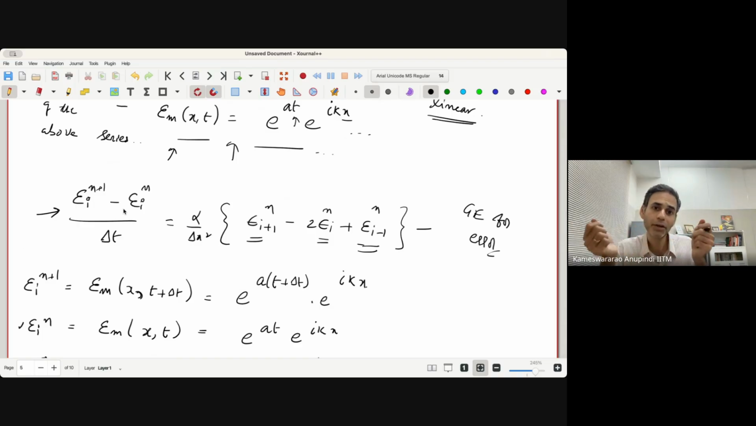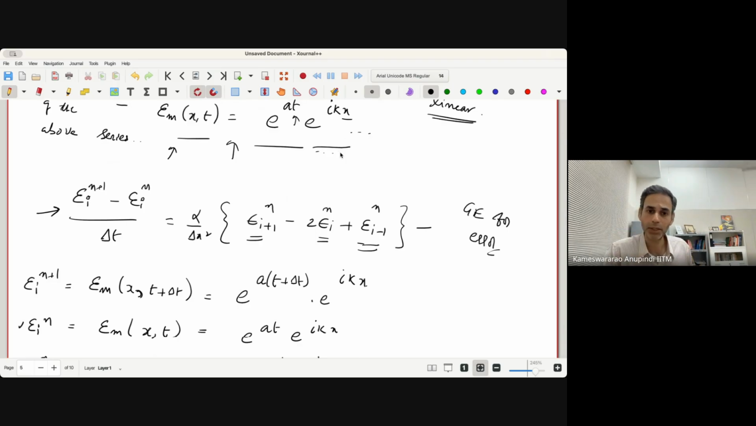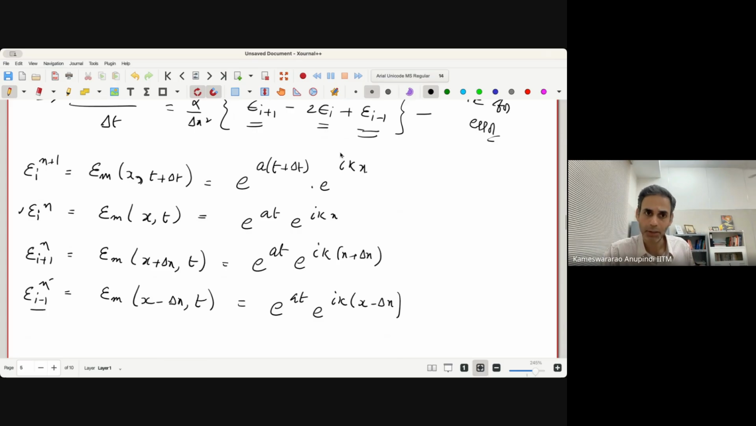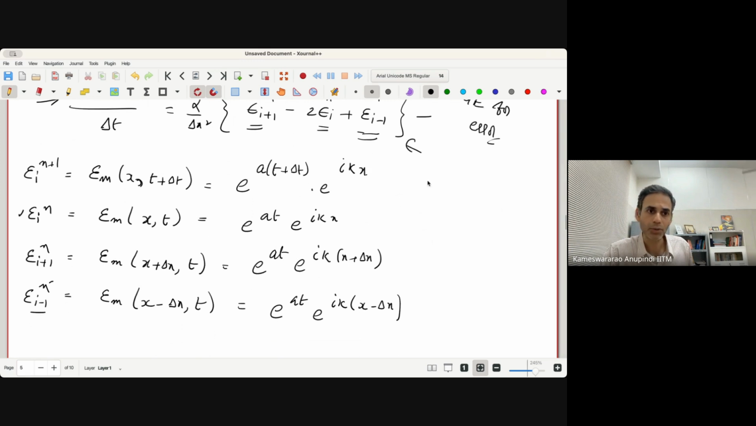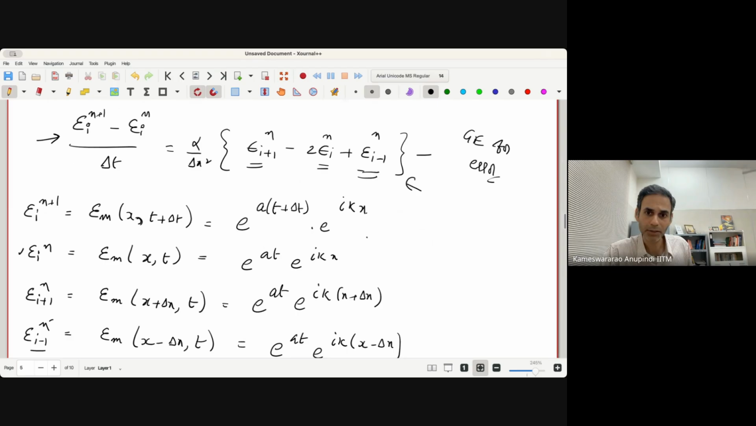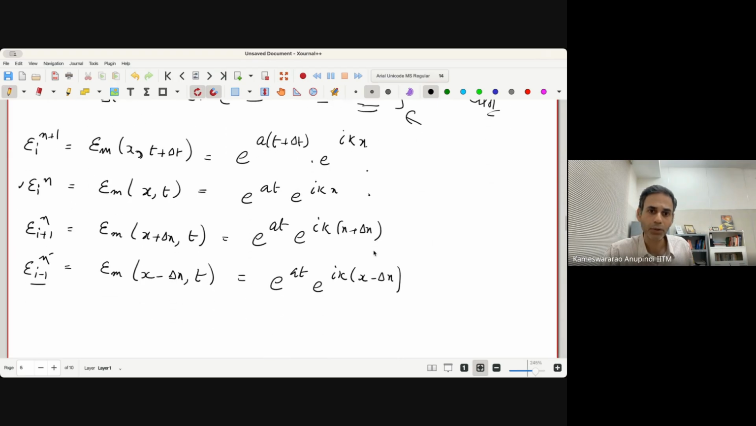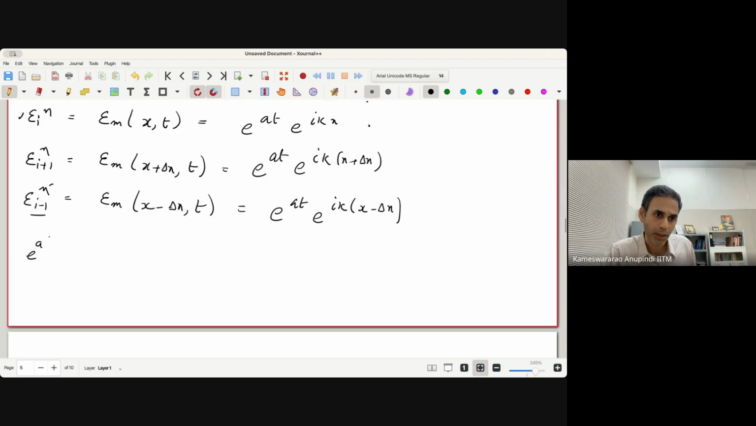That means the error at different grid locations from this model for error that I have built, that I have assumed by valid arguments. Now I'm going to substitute for all these quantities into this equation. So that's going to basically make it epsilon I n plus 1 minus epsilon n by delta t. That means this minus this by delta t. That is going to be e to the power a times t plus delta t, e to the power I k x minus epsilon I n, that is e to the power a t, e to the power I k x divided by delta t equals alpha by delta x square.